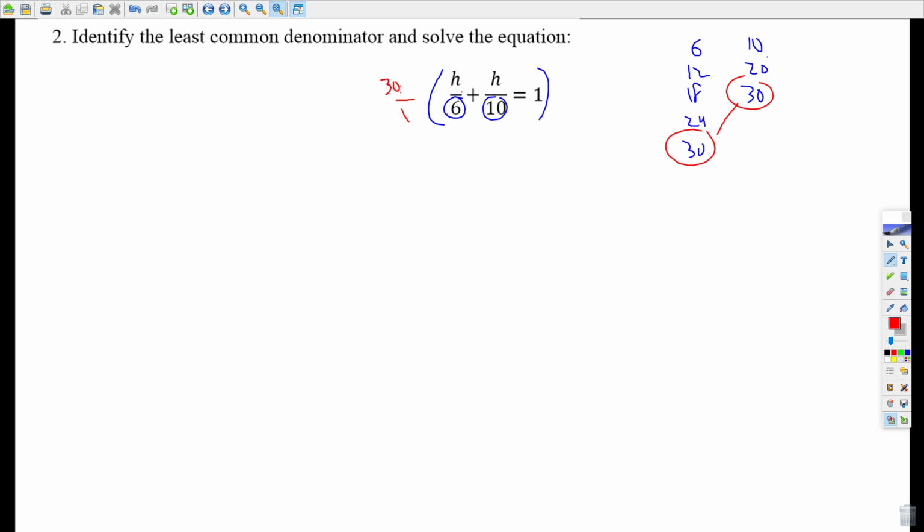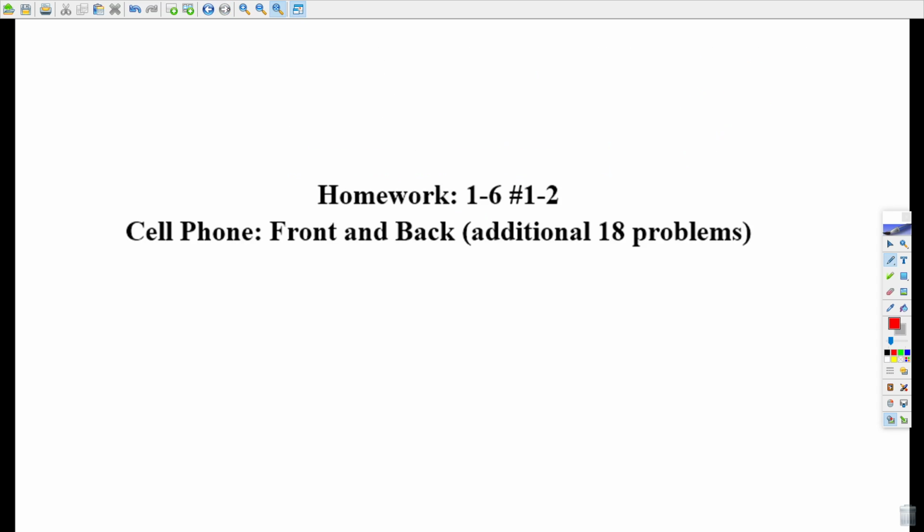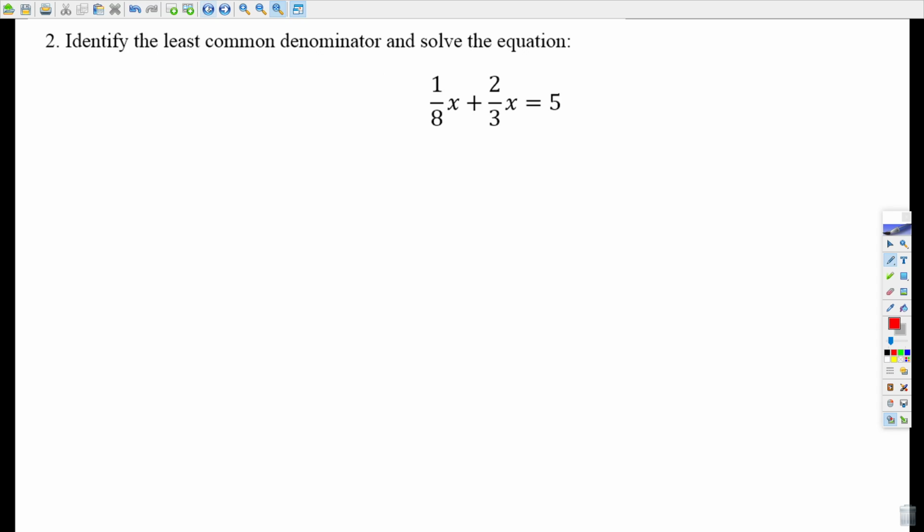So 30 divided by 6 is what? That's 5, and then you have it attached to h. Plus 30 divided by 10 is 2h. Don't forget 30 times 1 is 30. And you should be able to hopefully do it from there. I think that's everything I'm going to go over with you, and you should be able to finish the rest and do the homework there.